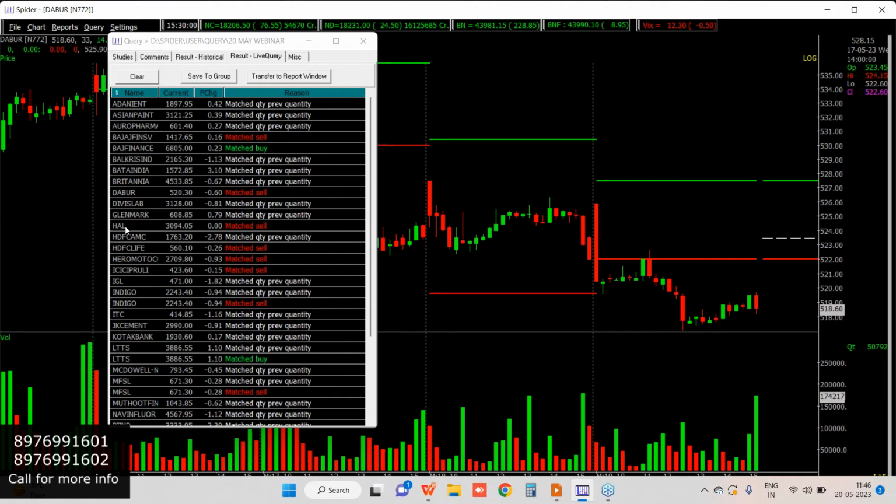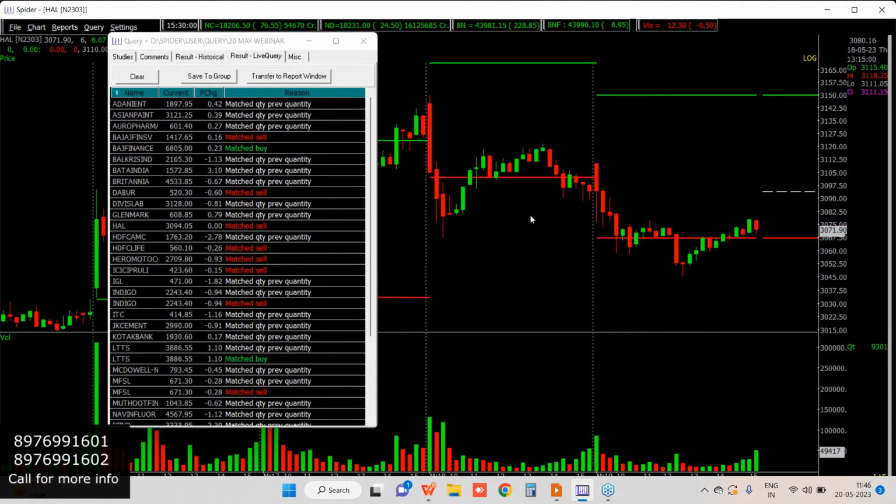Dabur, and then we had HAL. HAL again, you can see over here, in the first candle, the 10:15 candle, we got the indication. In the next candle the low was breached, so we enter somewhere over here at 3075, and you can see how it has performed. It has made the low of 3045. Again a successful trade in HAL.